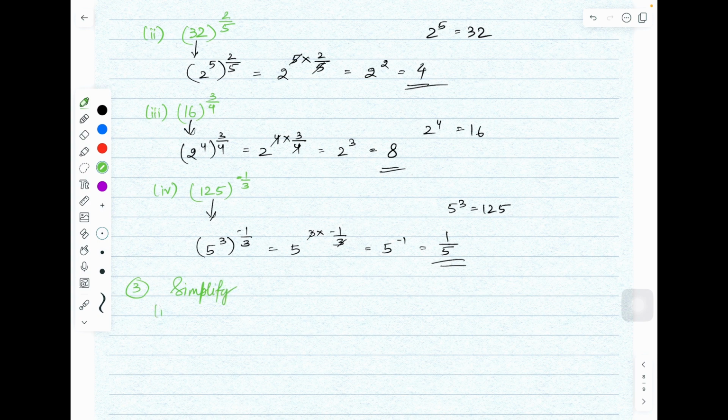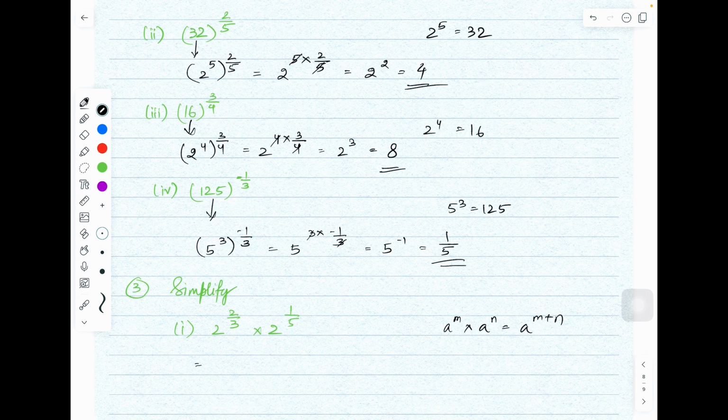Simplify. The first one of simplify is 2 to the power 2 by 3 into 2 to the power 1 by 5. Same thing again, 5 times I have already done it. See, it is written as a to the power m into a to the power n equals a to the power m plus n.